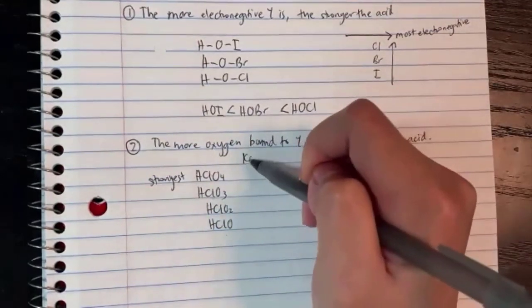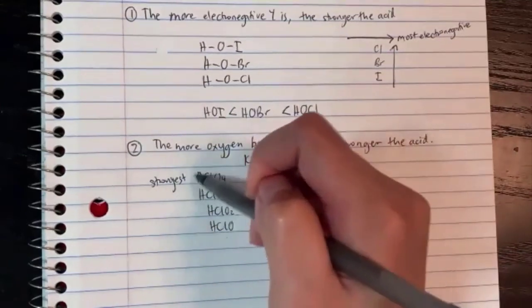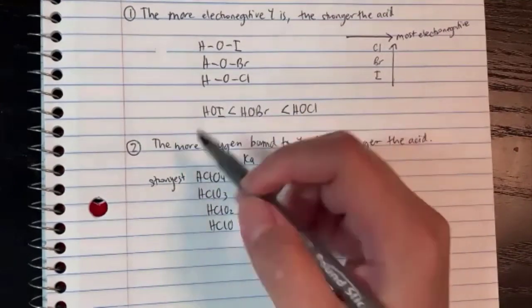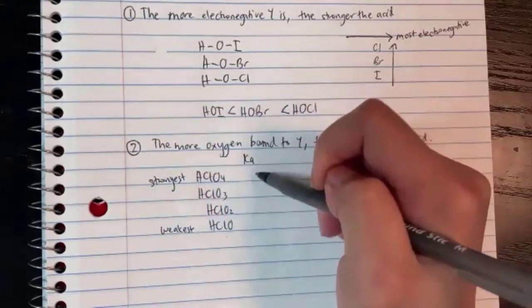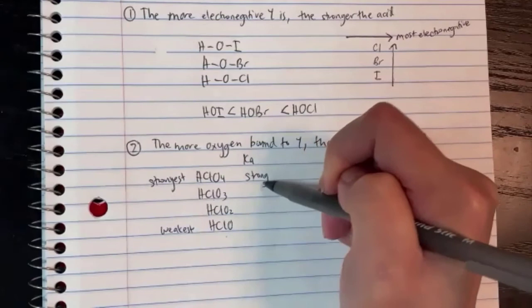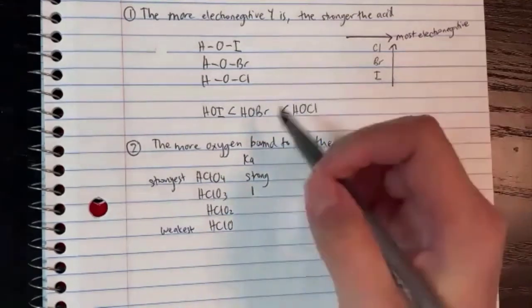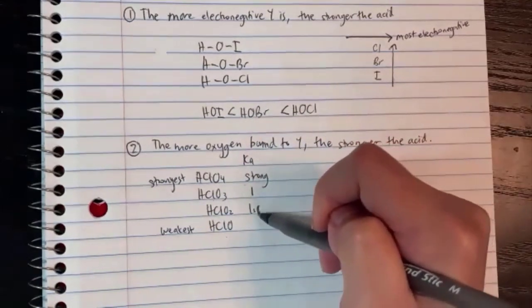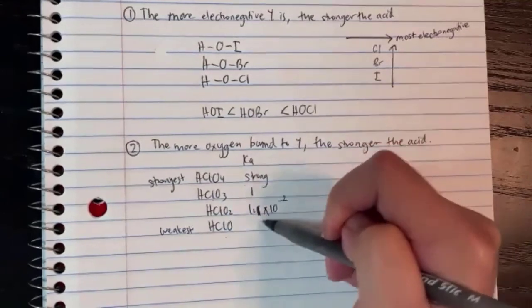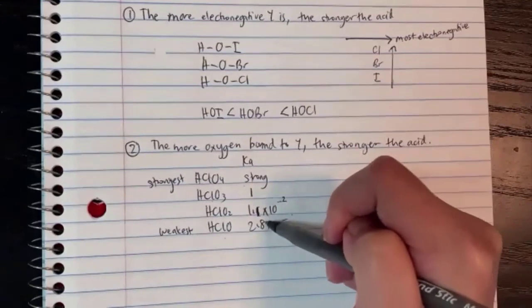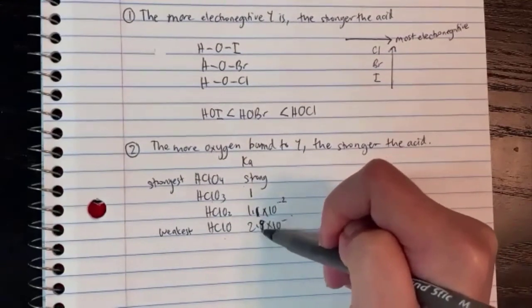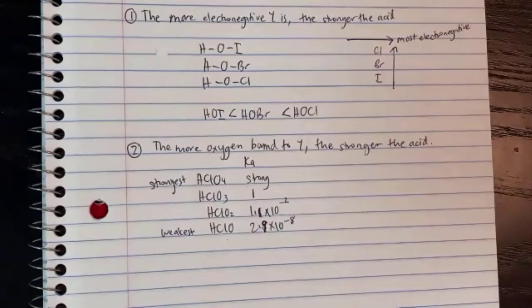So the Ka, I'll show you the list here so you can actually see, but without the Ka, you could have judged the trend. This is the strongest, HClO is the weakest. Okay, so this one is a strong dissociation. Ka for the first one is 1, and then this is 1.1 times 10 to the minus 2. This is 2.8 times 10 to the minus 2. And this is 2.9 times 10 to the minus 8. So you can see it is getting stronger with the more oxygens you have, okay?